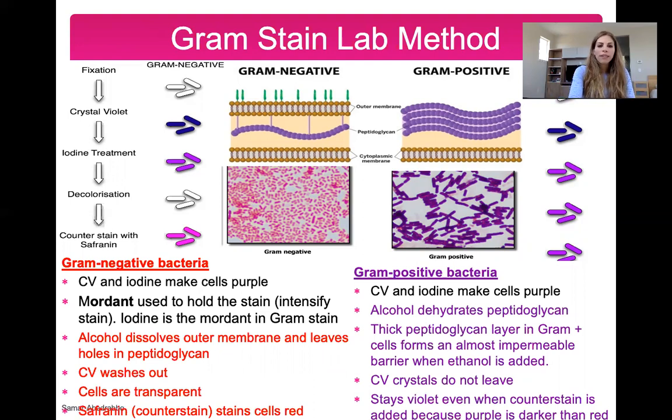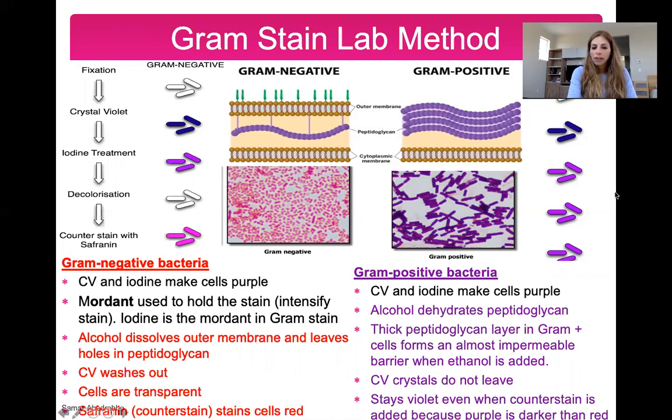We add safranin, which is red. So that's how gram-negative bacteria work. For gram-positive bacteria, they have thick peptidoglycan. So the steps are the same. You add crystal violet, and then afterwards you add iodine, which is the mordant, which helps crystal violet stick more, so the cells are still purple.